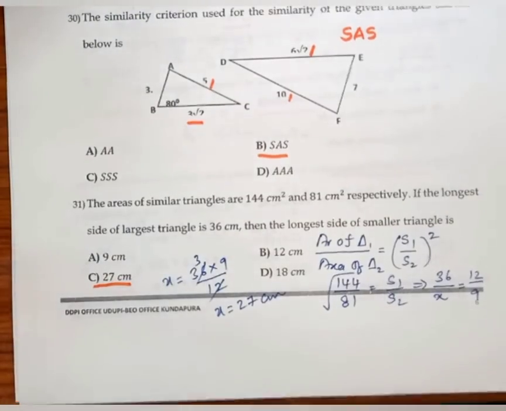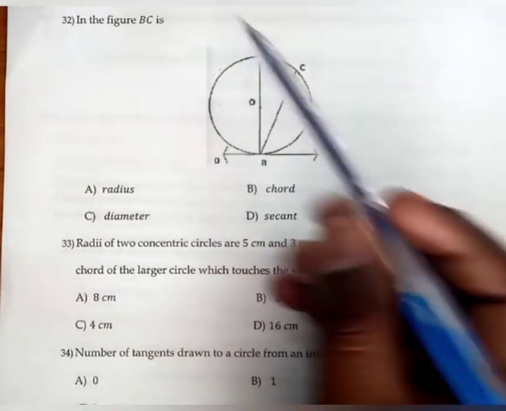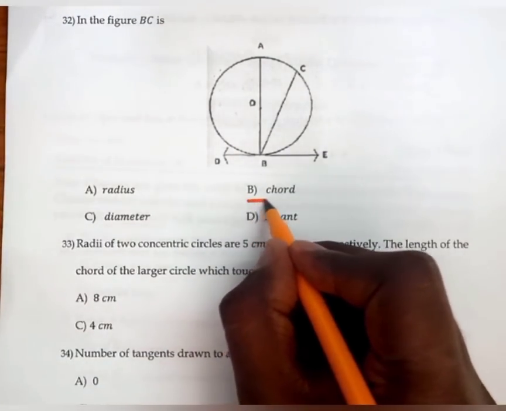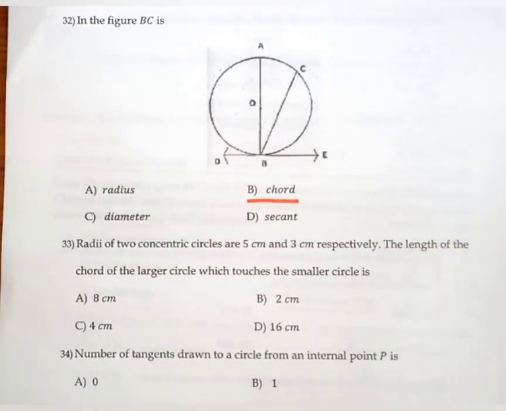Now moving to question number 32. In the given figure, BC is a chord. Therefore the correct answer is option B, chord.